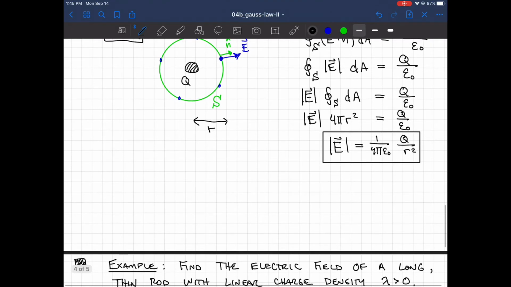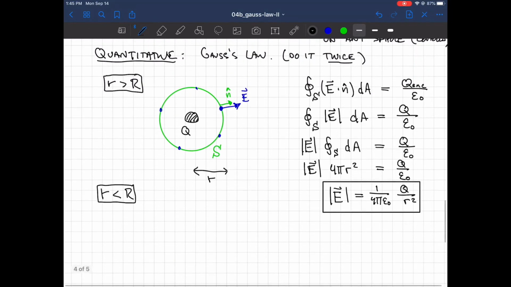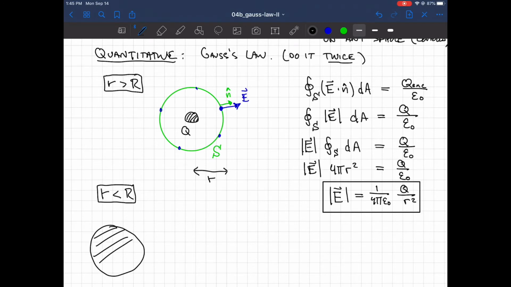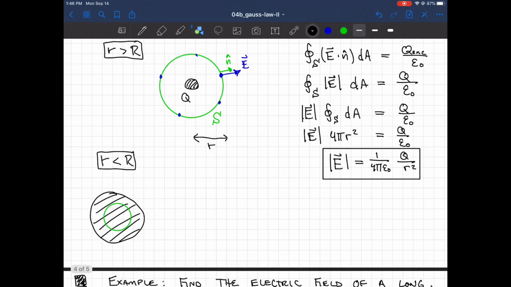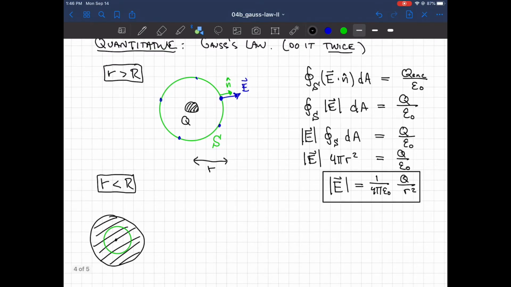That's our first case. Now we need to do a second case, and that is for r less than capital R. So for r less than capital R, we need to draw a different picture. Maybe I'll make it bigger. So I've zoomed in the picture, and now I'm looking at, again, a spherical Gaussian surface, but I'm going to place it inside of my ball.